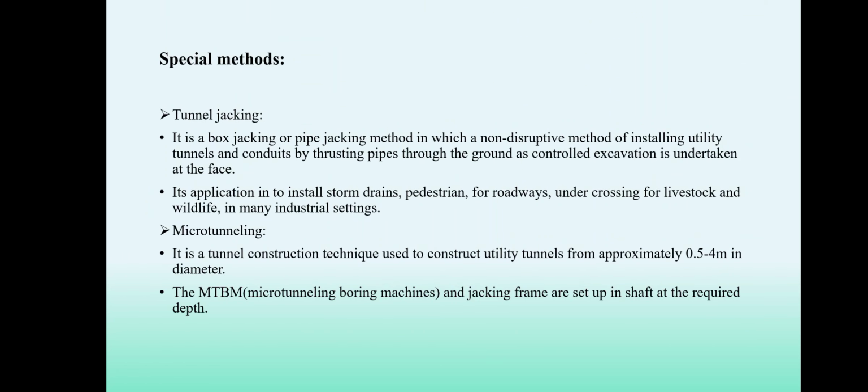Special methods. Pipe jacking, or box jacking, is a non-disruptive method of installing utility tunnels and conduits by thrusting pipe through the ground as controlled excavation is undertaken at the face. Its applications include installing storm drains, pedestrian and roadway undercrossings, and crossings for livestock and wildlife in many industrial settings. Microtunneling is a tunnel construction technique used to construct utility tunnels from approximately 0.5 to 4 meters in diameter. The microtunneling boring machine and jacking frames are set up in a shaft at the required depth.